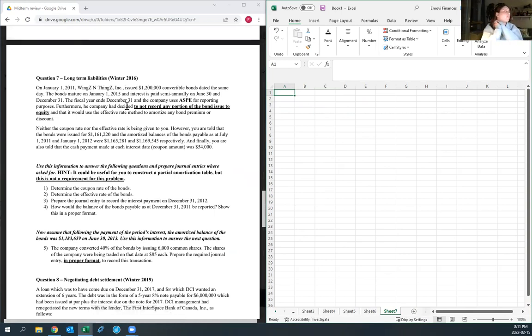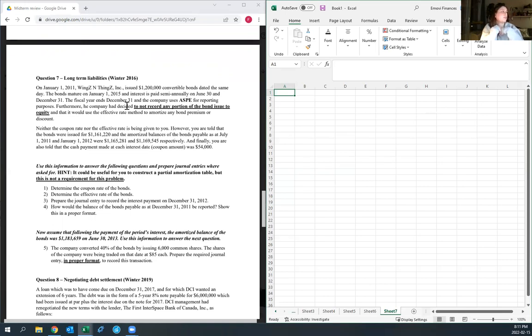So on January 1st, 2011, Wings and Things Inc. issued $1.2 million convertible bonds dated the same day. The bonds mature on January 1st, 2015, and interest is paid semi-annually on June 30th and December 31st. The fiscal year ends December 31st, and the company uses ASPE for reporting purposes. Furthermore, the company had decided to not record any portion of the bond issue to equity, and to use the effective rate method to amortize any bond premium or discount.